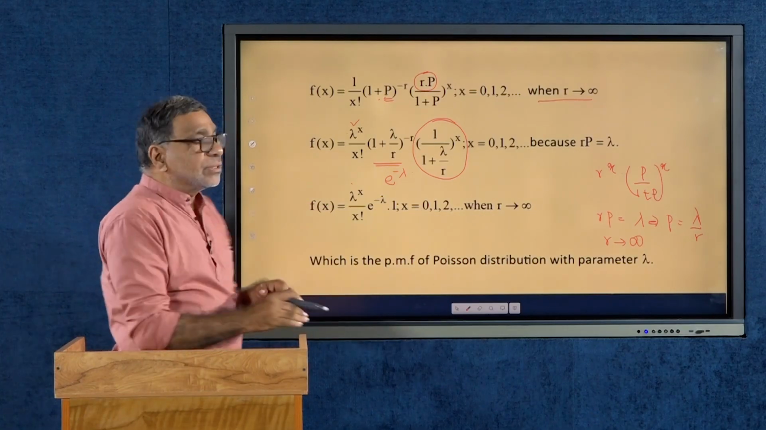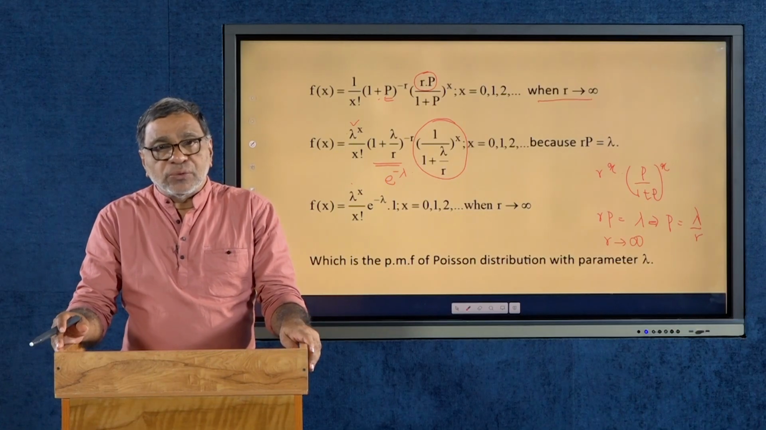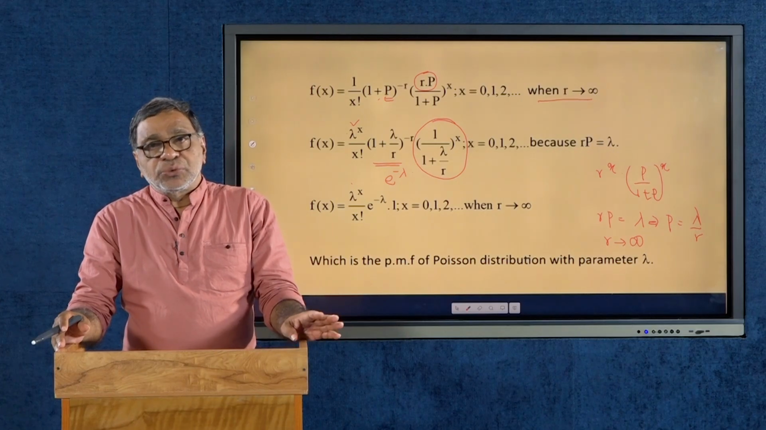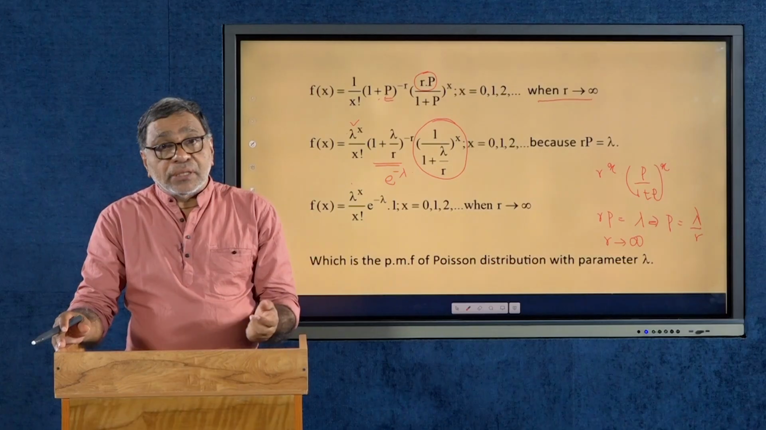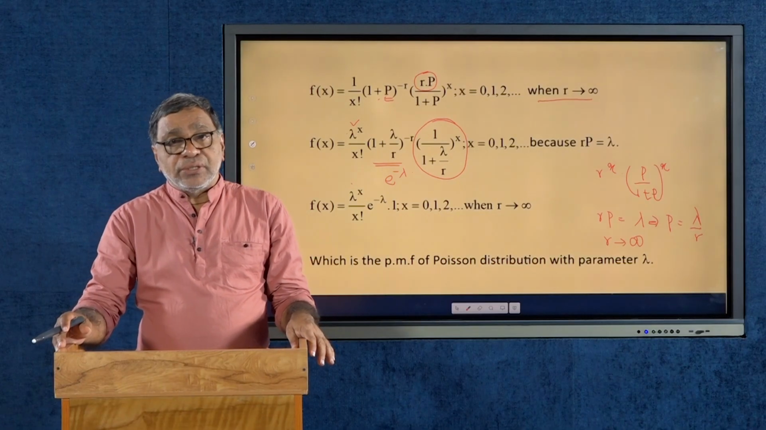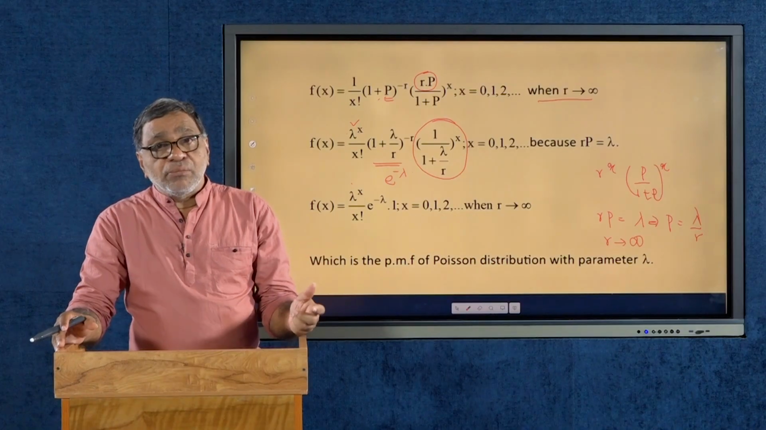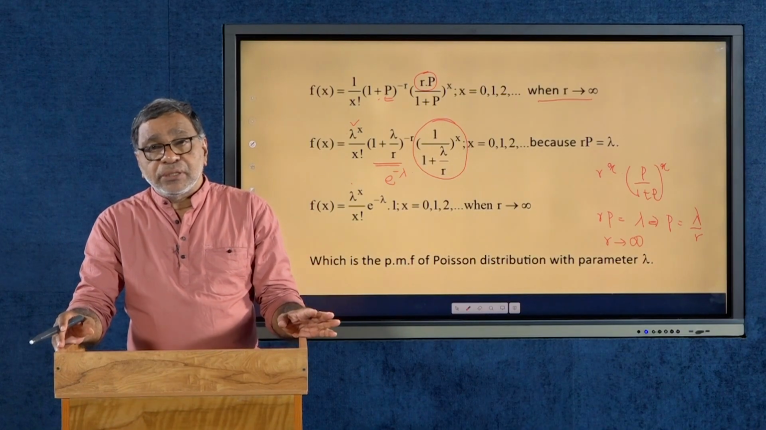So, f of x is equal to lambda power x divided by x factorial, e power minus lambda, when x is equal to 0, 1, 2, 3, etc. And we are applying the condition r tends to infinity. So, this is nothing but our probability mass function of Poisson distribution with the parameter lambda.